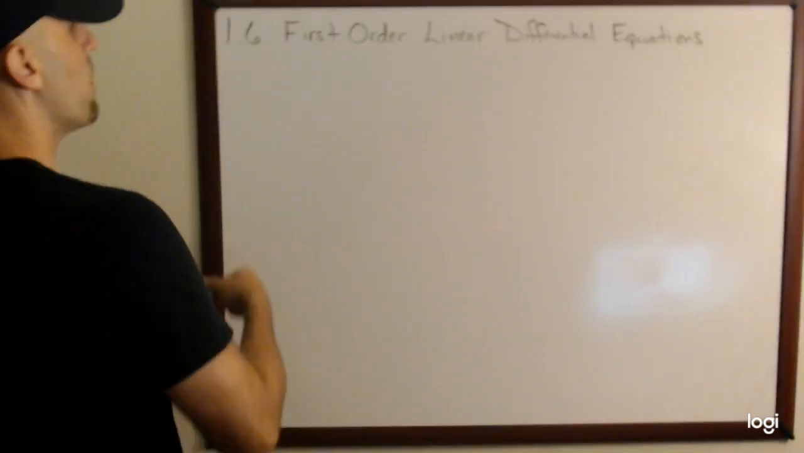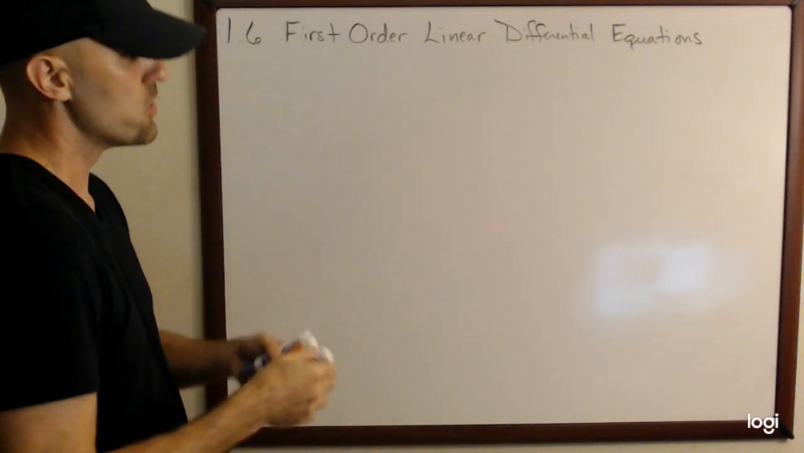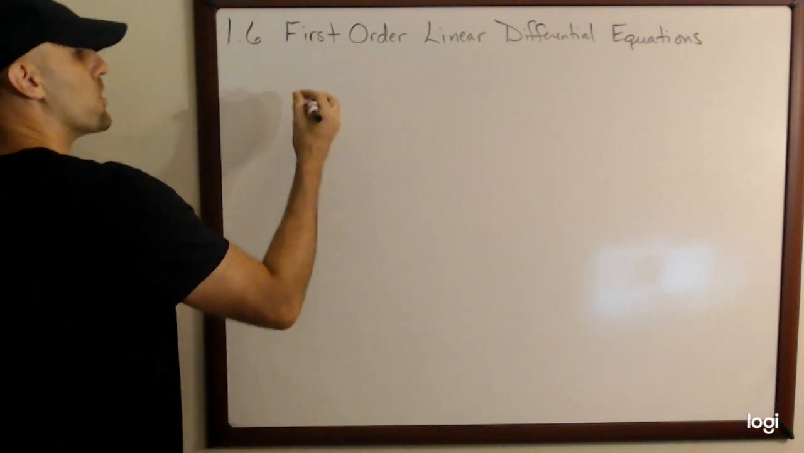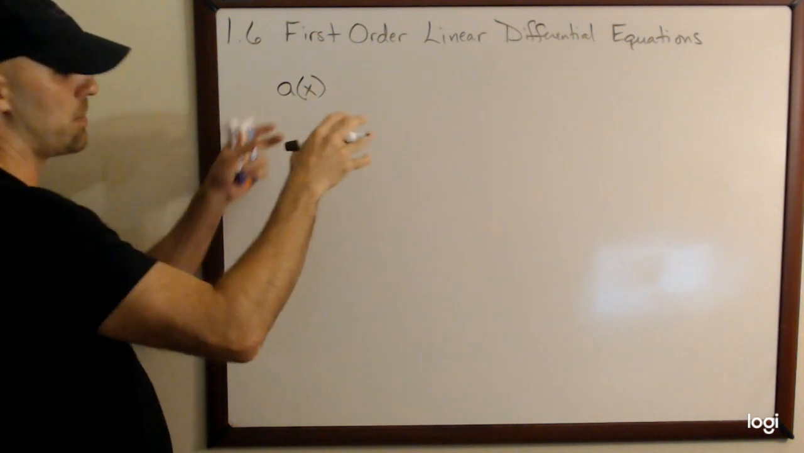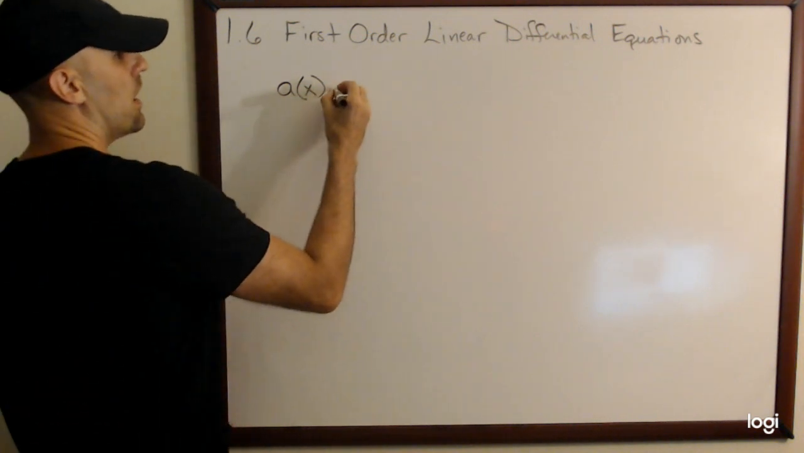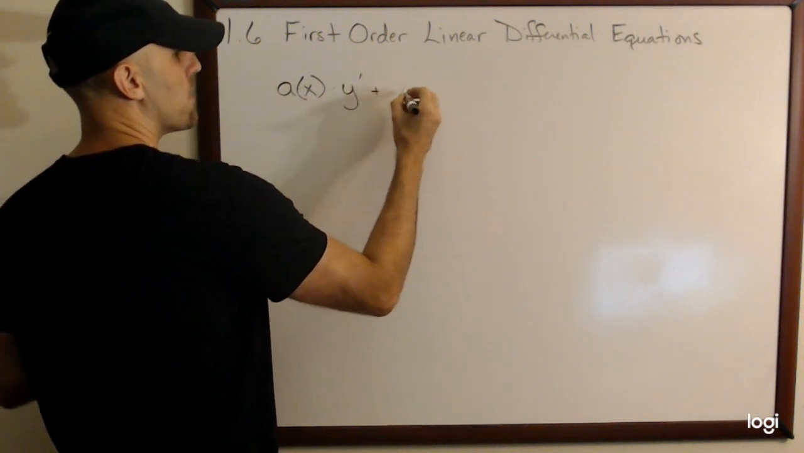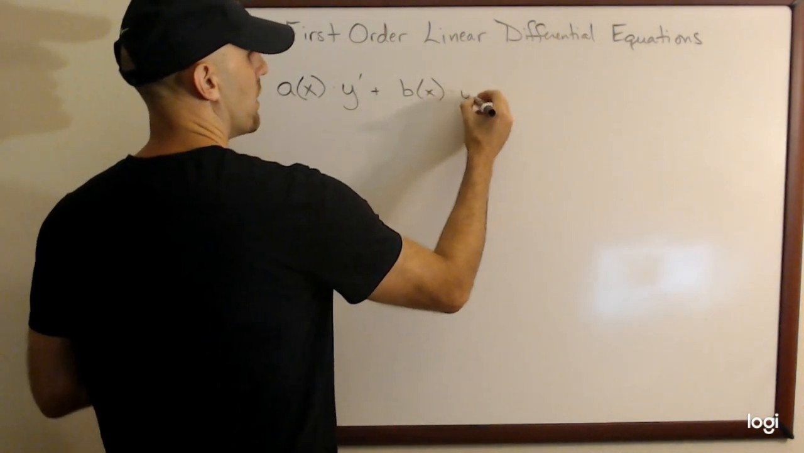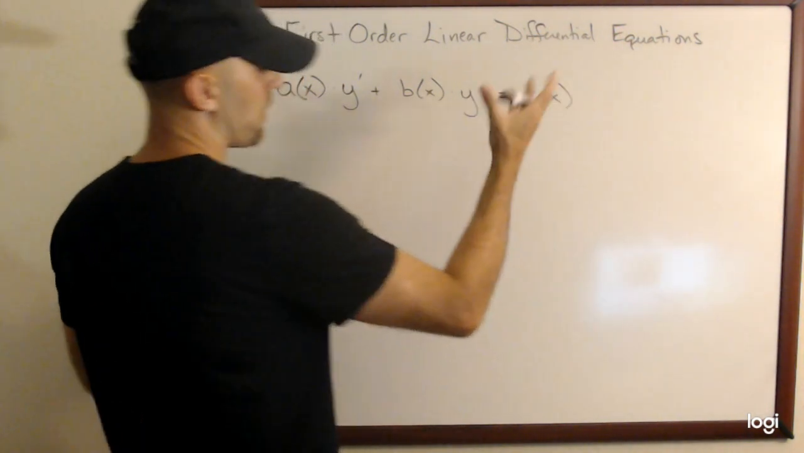So a few questions though. What do we mean by first order linear differential equations? A first order linear differential equation is any differential equation that can be written in the following form. What I have is some function of x. I don't actually know what that is. It could be anything, just maybe a bunch of x's, times y prime, plus some function of x times y, is equal to some other function of x.